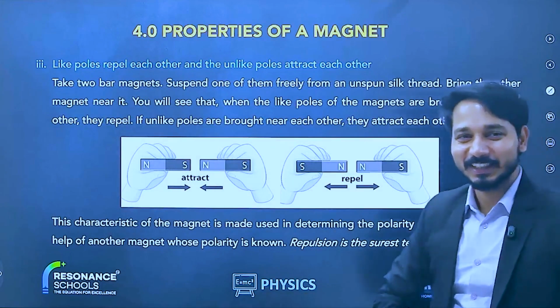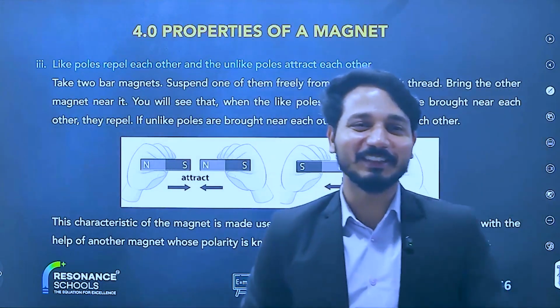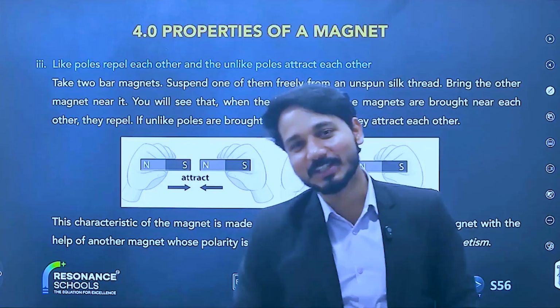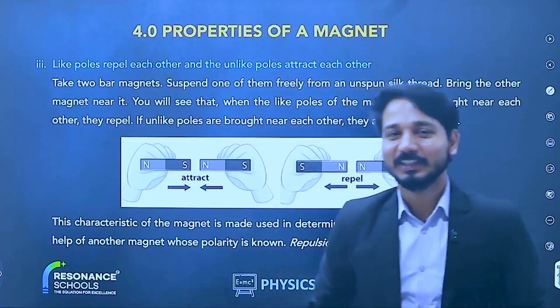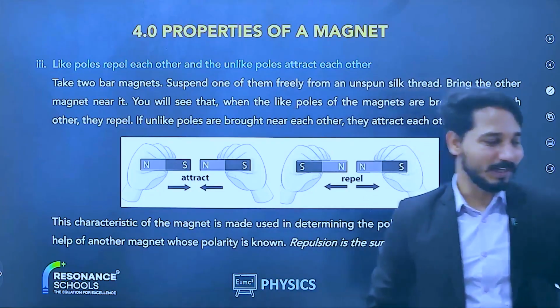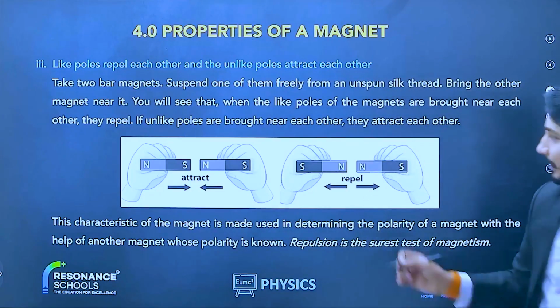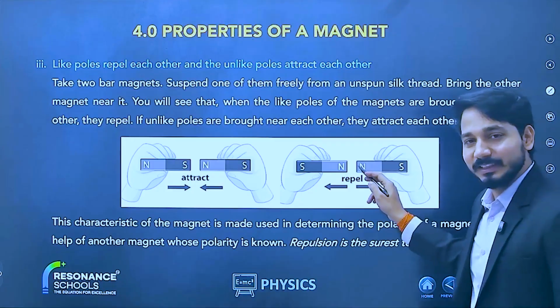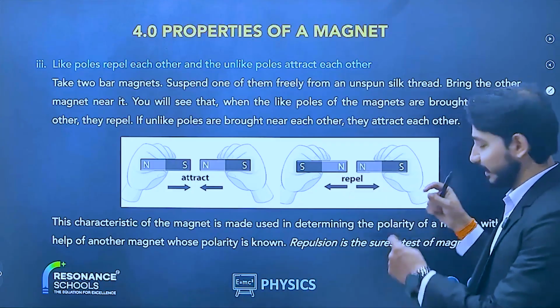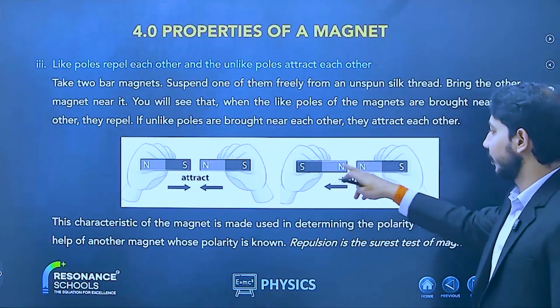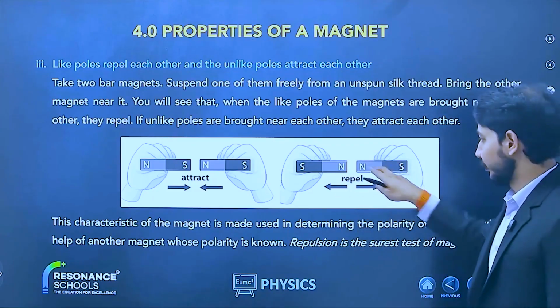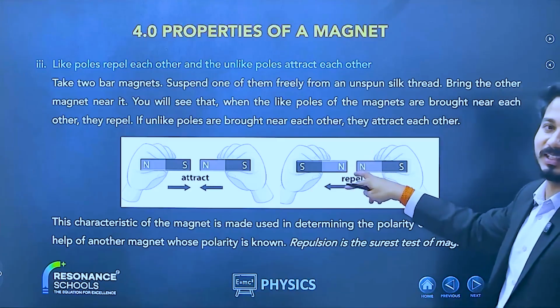Yes. So the third property of a magnet is like poles repel each other and unlike poles attract each other. Right? Now why is it happening? Whenever you are placing either north and north towards each other, or south and south, not only north and north, it can be south and south also, they will repel each other because their poles are same.